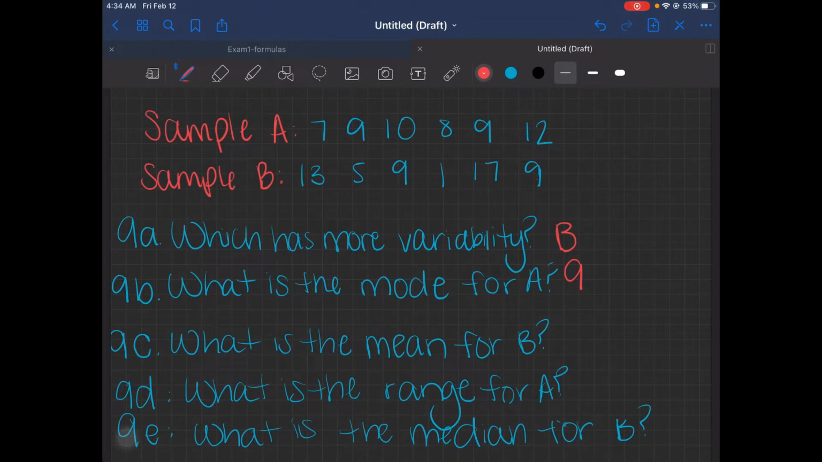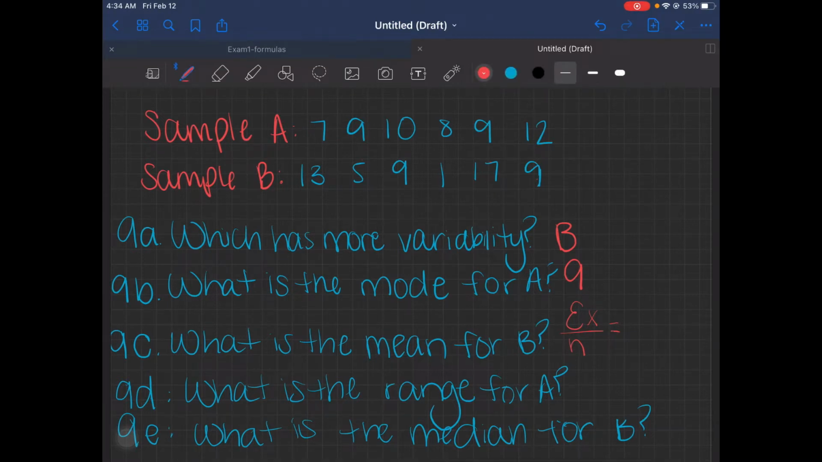Now, 9C asks, what is the mean for sample B? Remember that the way we find the mean is the sum of your x values divided by the number of responses in the sample. Another way to say that is add them all up and divide by 6, because there's 1, 2, 3, 4, 5, 6 responses in our sample here.